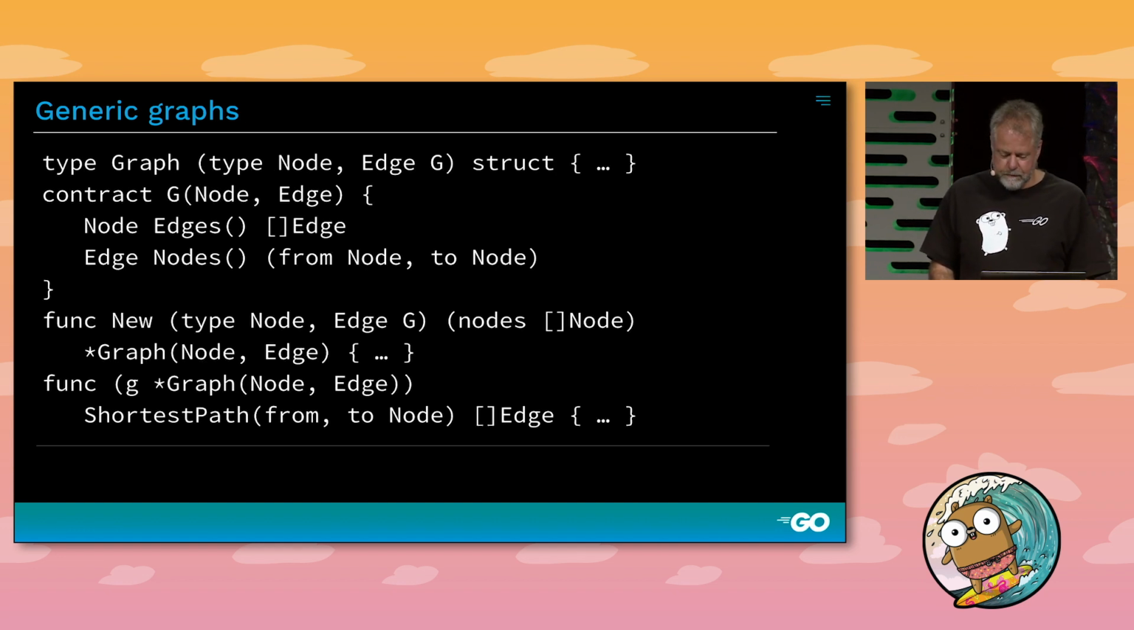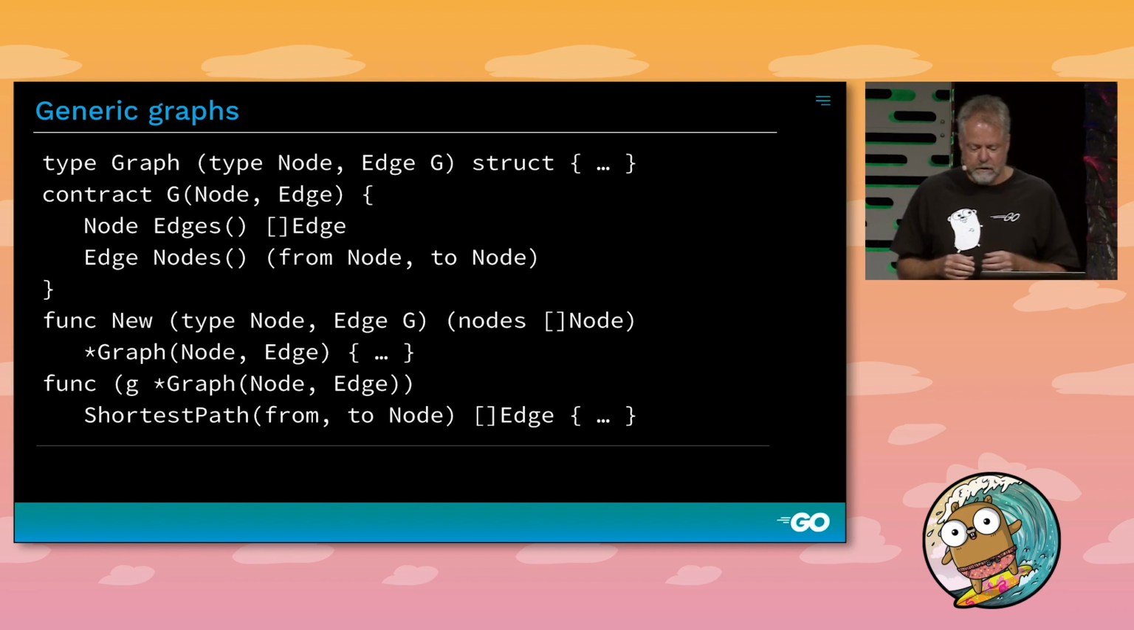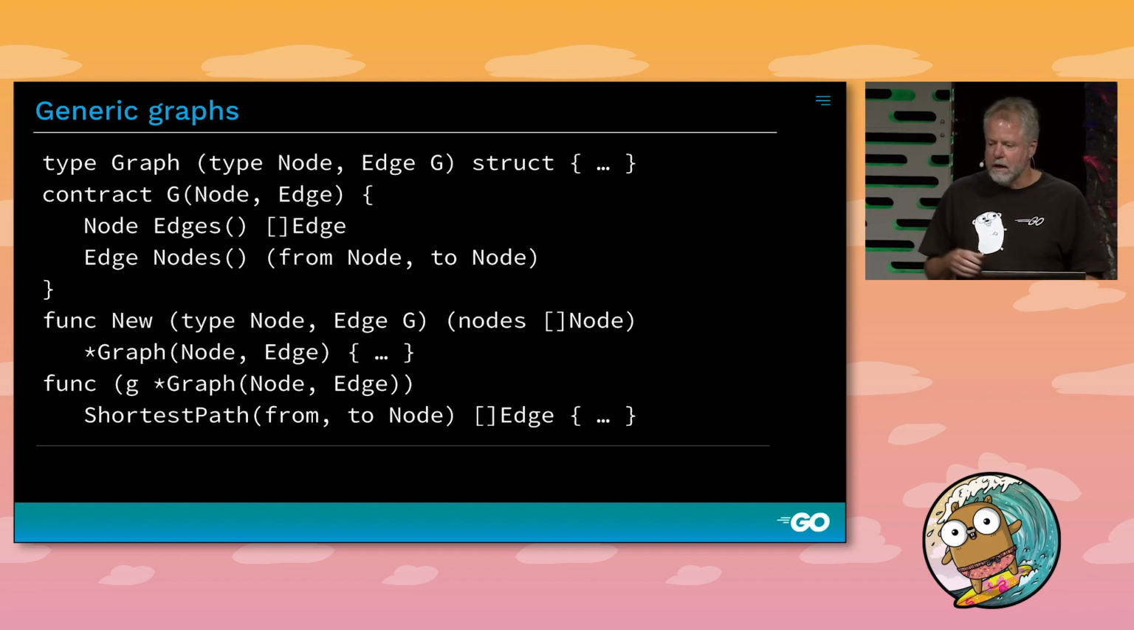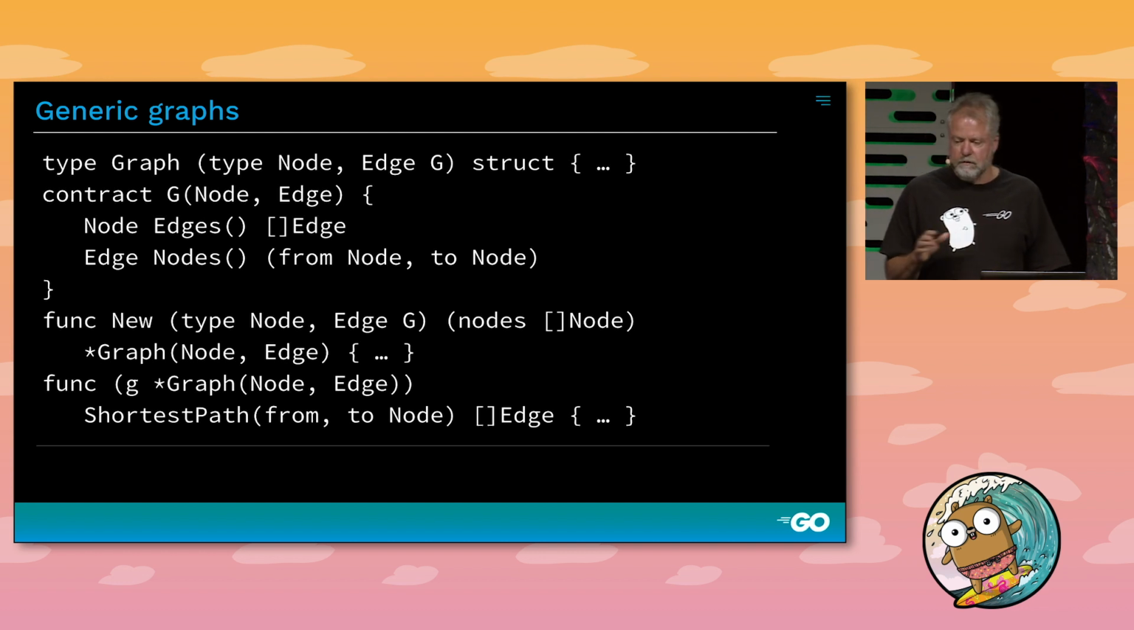This is an example of a contract with multiple type parameters. I know it's getting a little more complicated here. Here we're describing a graph built from nodes and edges, which are two different types in the contract. We're not going to require a particular data structure for the graph. Instead, we're saying that the node type has to have an Edges method that returns the list of edges connected to the node, and the edge type has to have a Nodes method that returns the two nodes that the edge connects.